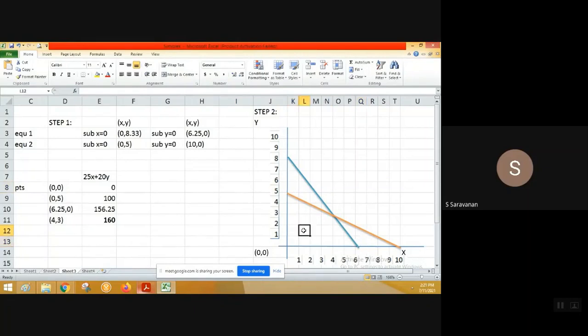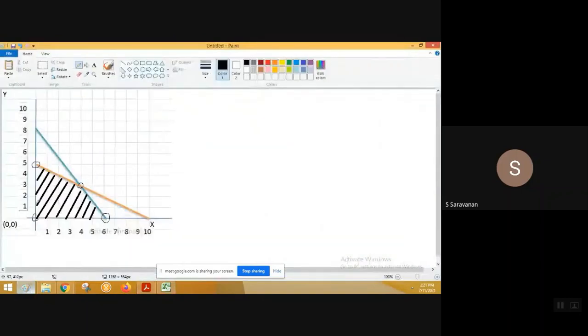Okay, I'll just go ahead with one more problem. Have you made a note of this graph? Step 1, step 2, and step 3, that's all. Only 3 steps. So identifying the common area is along with the graph. So this is the common area.